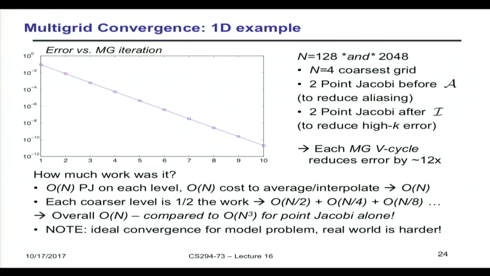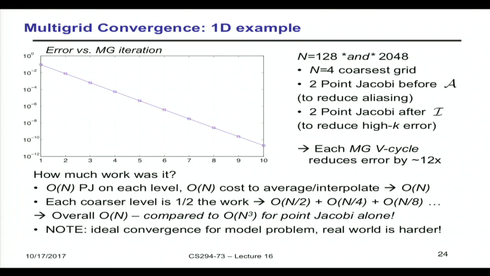The average interpolation operators are the same cost, right? Because they are effectively one sweep of the domain collapsing down onto a smaller number of variables. So all those add up to order n, where the constant's like 8 to 10, depending on how many of these you do. And then each coarser level is 1/2 the work in 1D. And again, in 2D, it would be even cheaper.